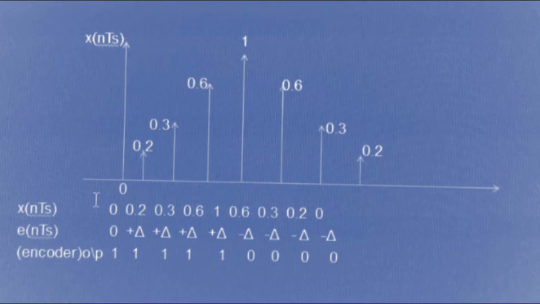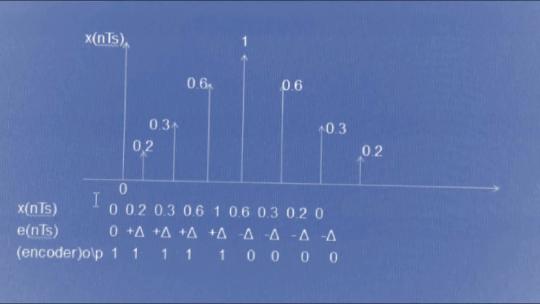Now we will try to understand the whole mechanism with the help of this diagram. In this diagram, X(nTs) is our original sampled message signal, in which our amplitude varies from 0 to 1 and then 1 to 0 again. Let's suppose our current message signal value is 0.3 and the previous value is 0.2. So this 0.3 is compared with 0.2. We subtract 0.2 from 0.3 and the resultant will be 0.1. Because this error function is positive, the quantizer gives a plus del value.